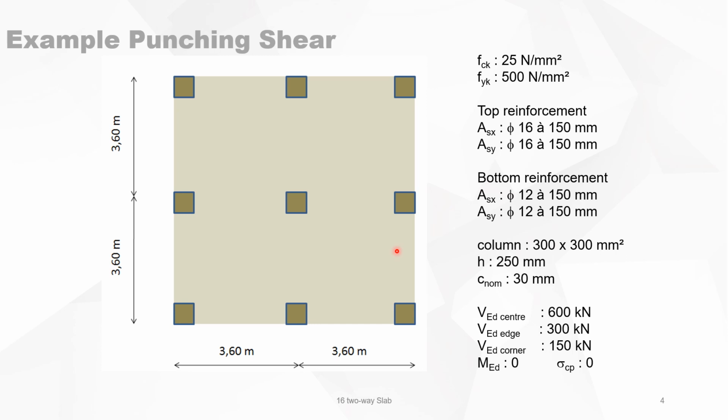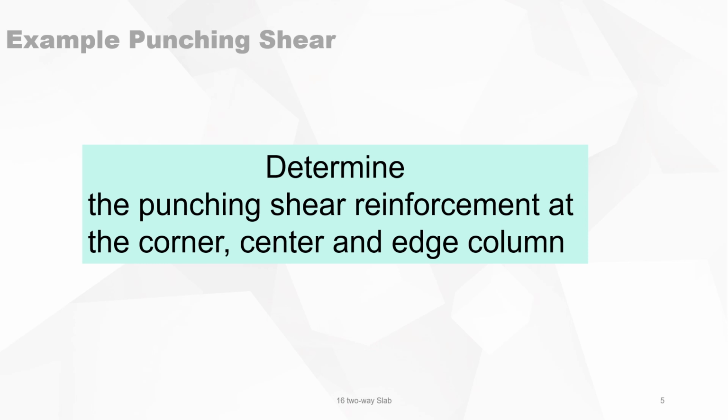And the normal force in the center column is 600 kilonewton. In the edge columns, it's 300 kilonewton. And in the corner columns, it's 150 kilonewton. There is no normal force, so there is no pre-tensioning or post-tensioning effect. And we assume that the bending moment on top of the columns is 0. Determine the punching shear reinforcement at the corner, center, and edge column.